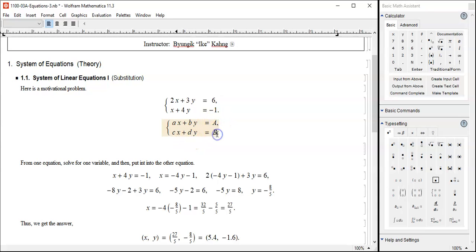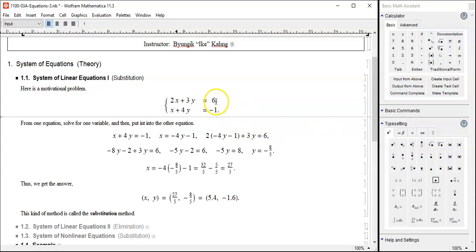Capital A, capital B can be any number, in this case 6 and -1, and these coefficients can be anything, and of course they don't have to be integers. Integers are there just to make the problem simpler. Now how do we handle these? Typically what we want is solve for one variable from one equation and plug it into the other.